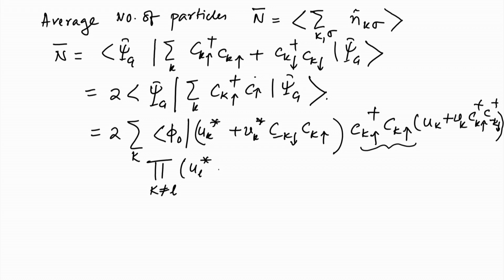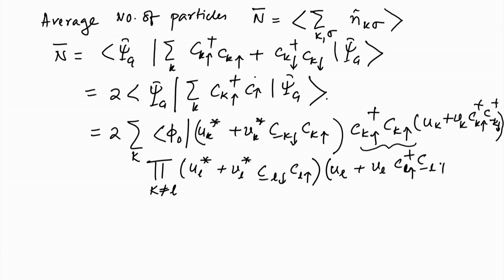So, u_L* + a v_L* c_{-L↓} c_{L↑}, and now I will have a u_L + a v_L c_{L↑}† c_{-L↓}† acting on |φ0⟩. Okay. So, this corresponds to k not equal to L, and the top one is for k equal to L.